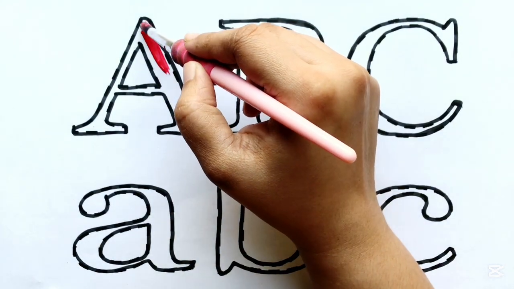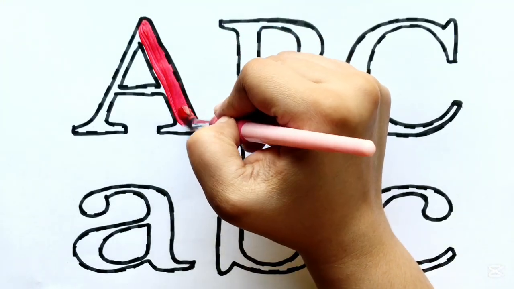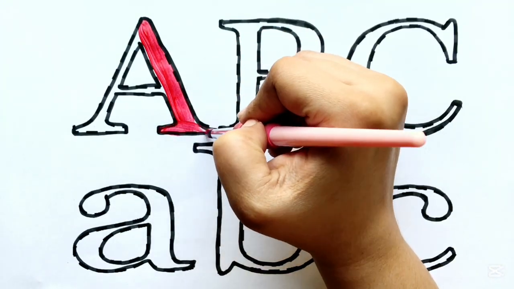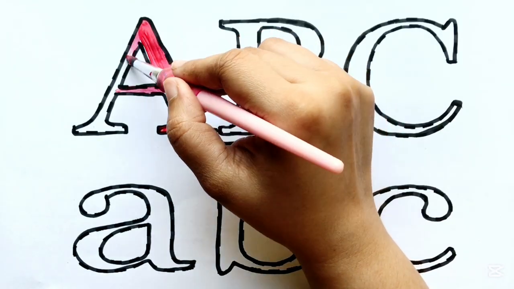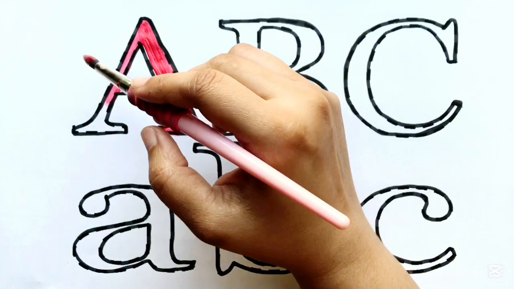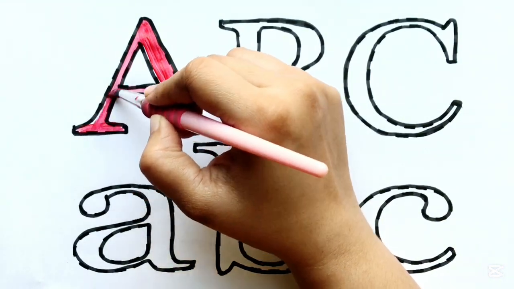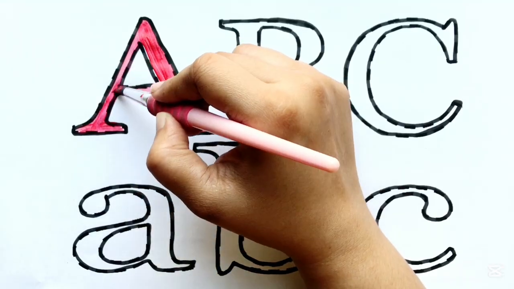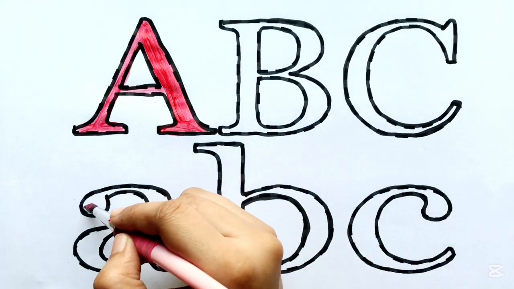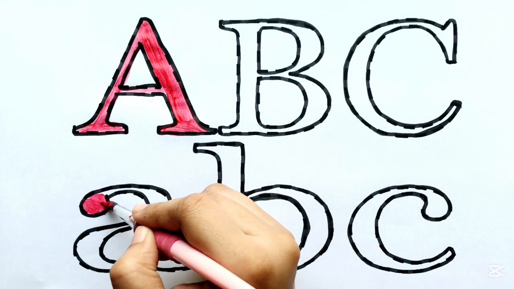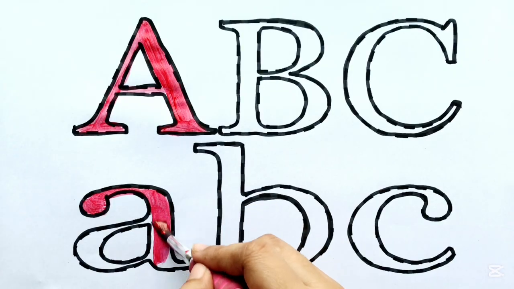Red color. Capital letter A for aeroplane. Lowercase letter A for ant.